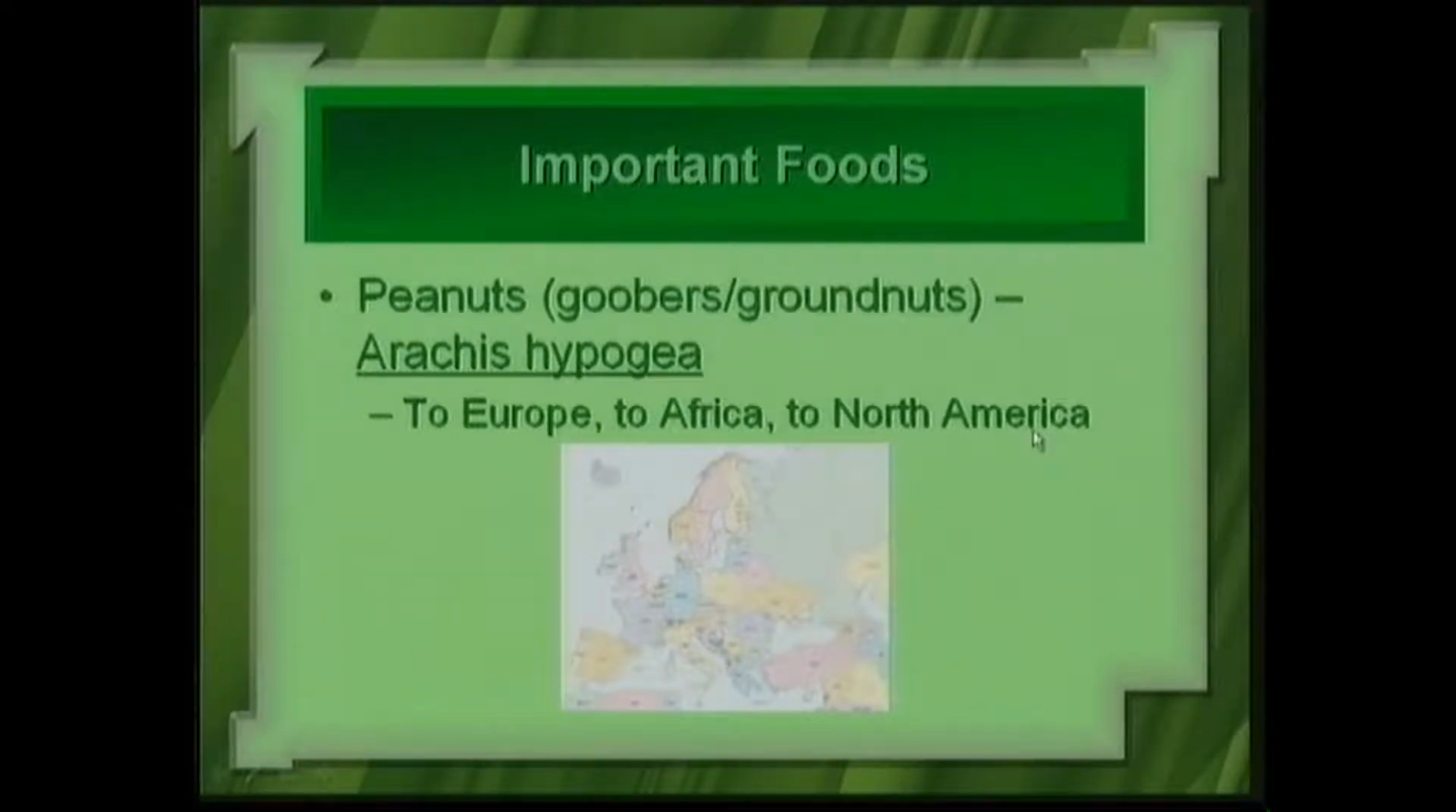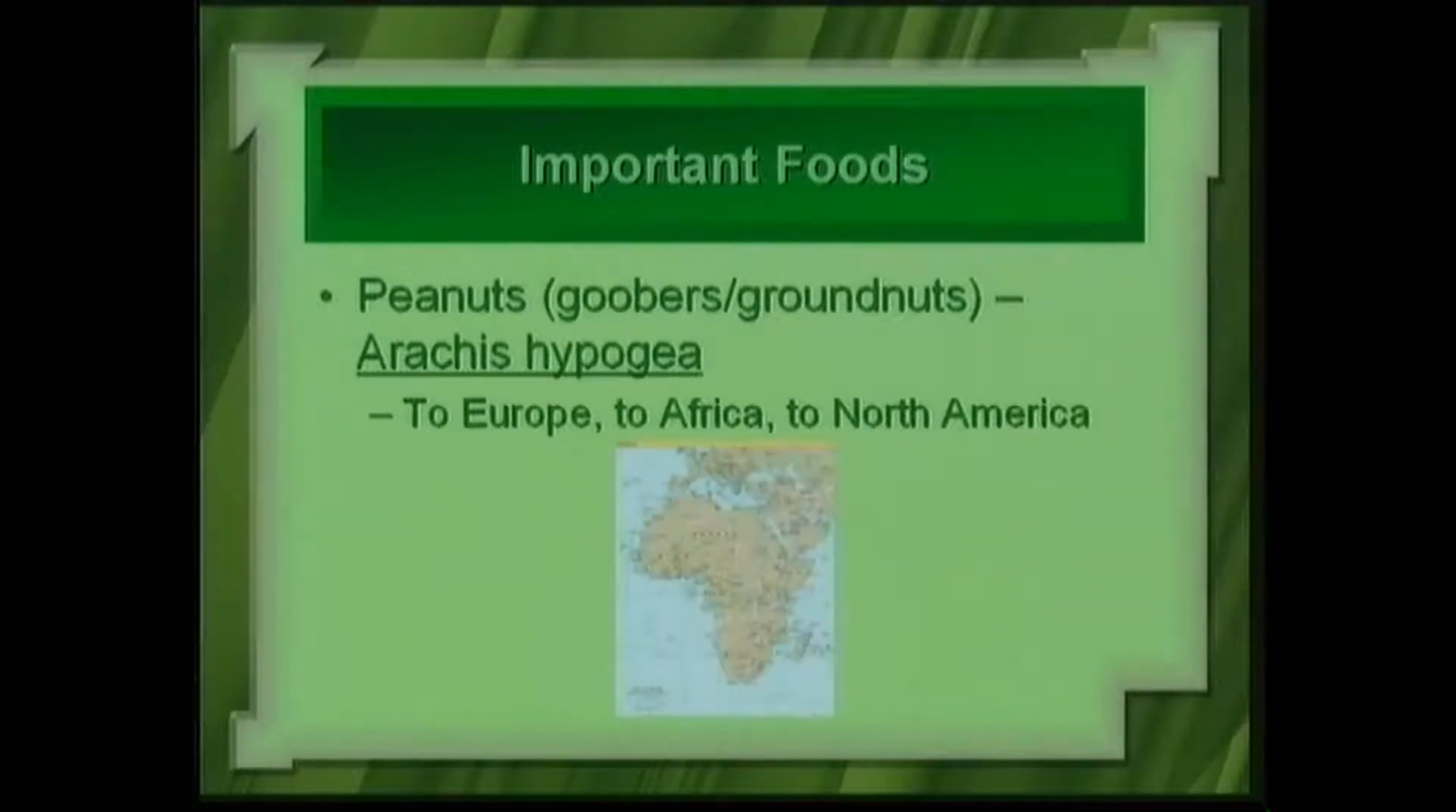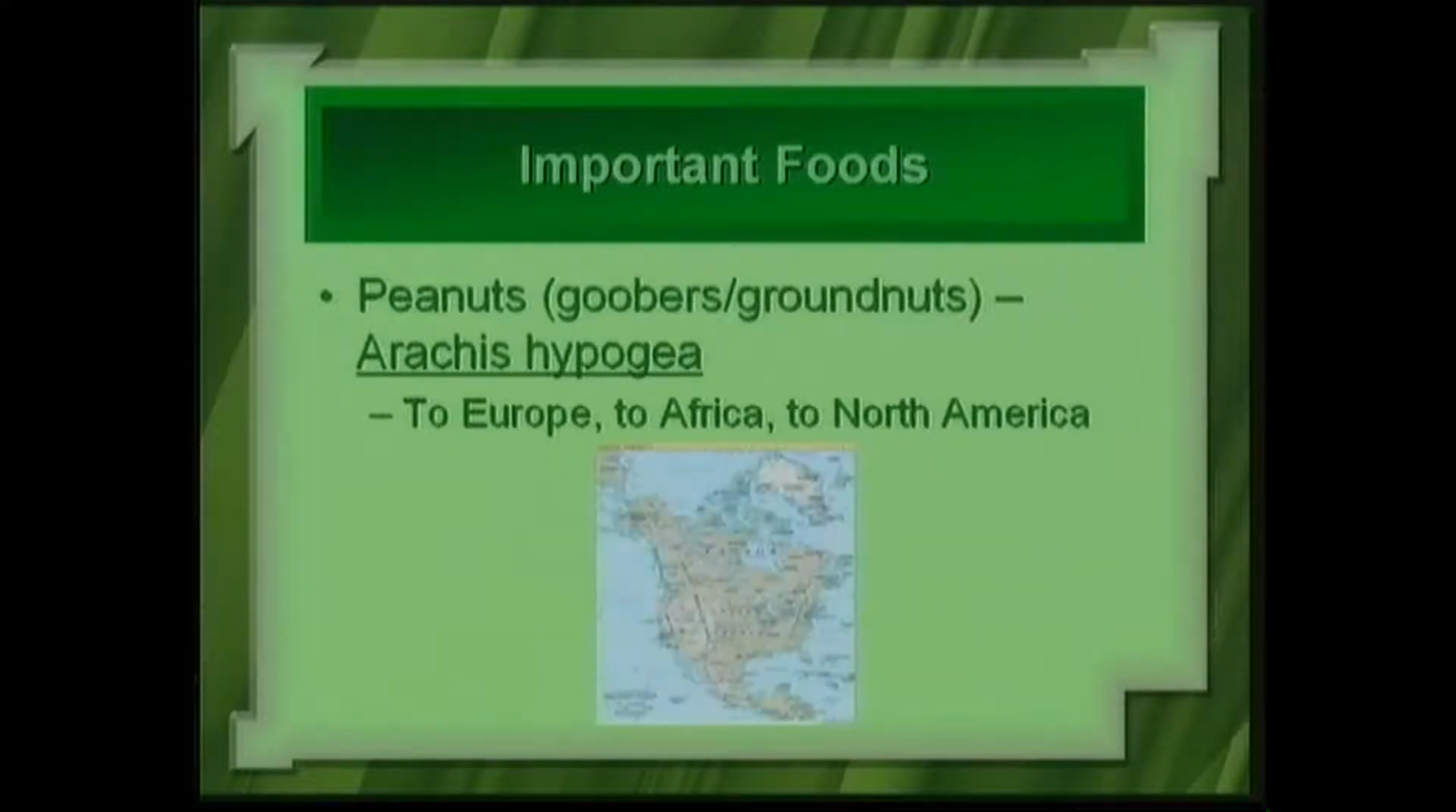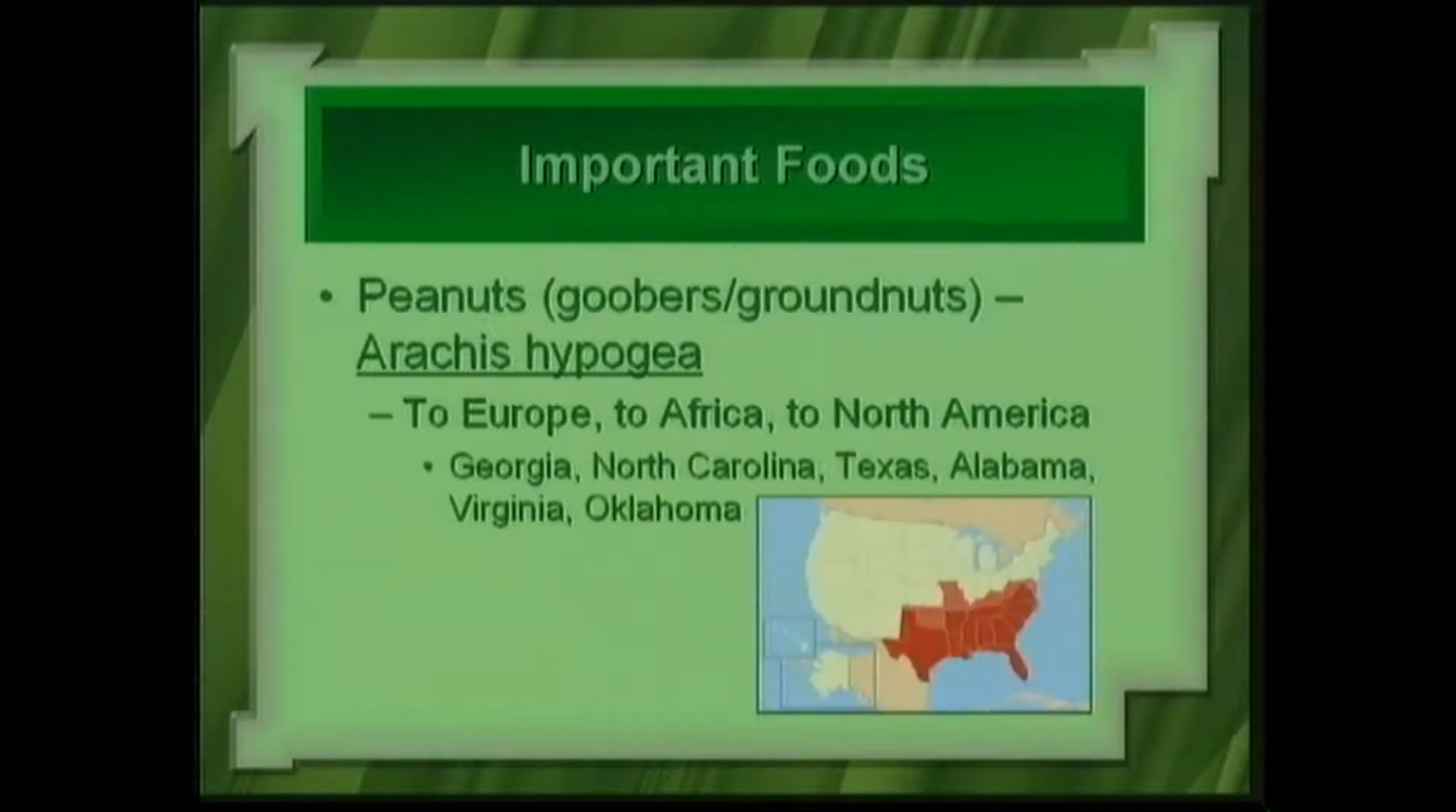So we have it going to Europe, then to the African continent, and then from Africa to North America. It took a circuitous route to get to North America. In North America, it's mostly grown in southern states because it needs relatively warm, subtropical to mild temperate areas.